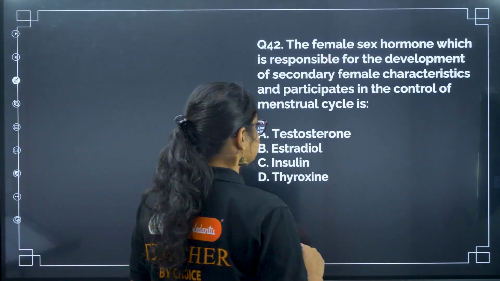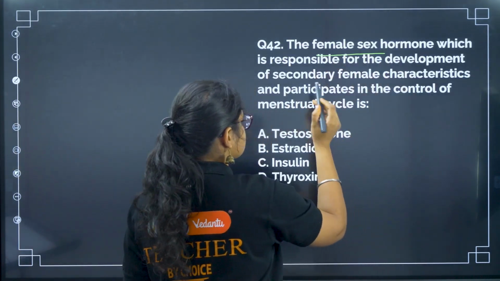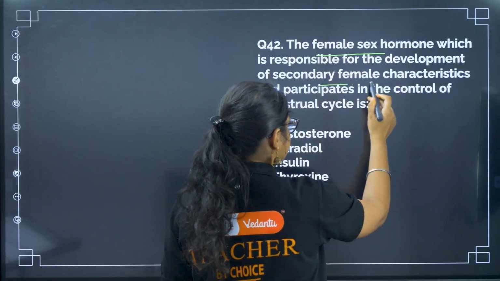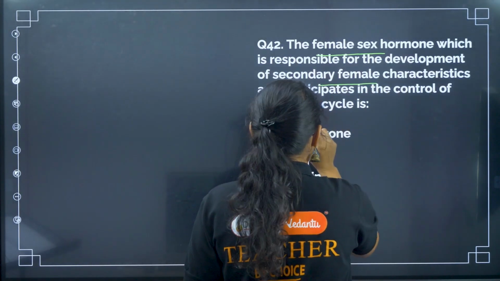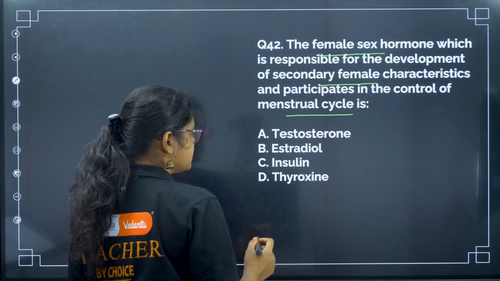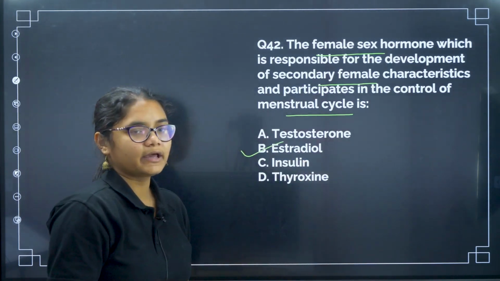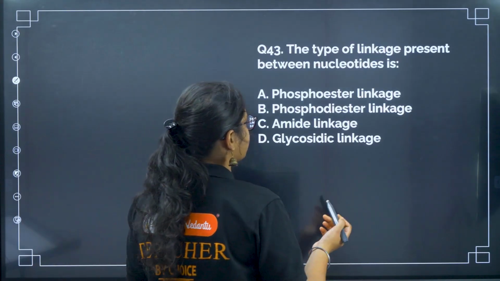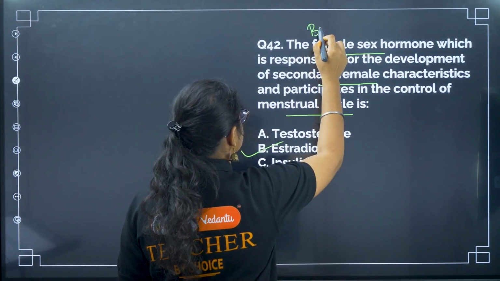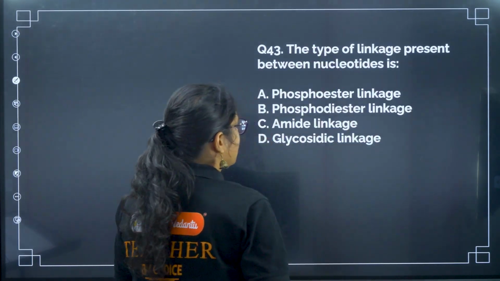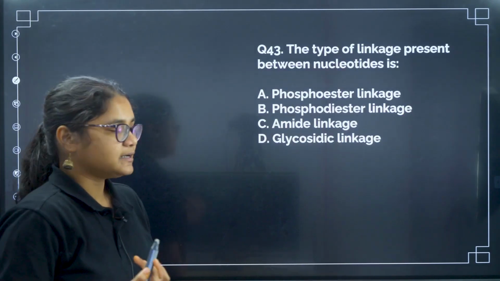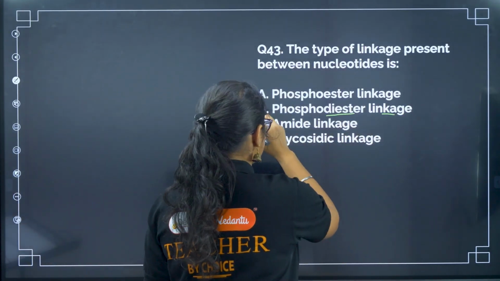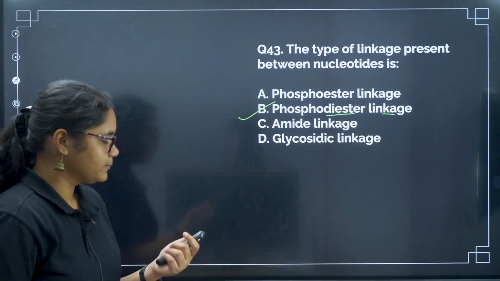Next one, female sex hormone which is responsible for the development of secondary female characteristics and participates in the control of menstrual cycle. So this is your estradiol. Okay, correct answer is option number B. Next, the type of linkage. So we have come to biomolecules chapters now. So the type of linkage present between nucleotides, that is very common, phosphodiester linkage. Correct answer is option number B.